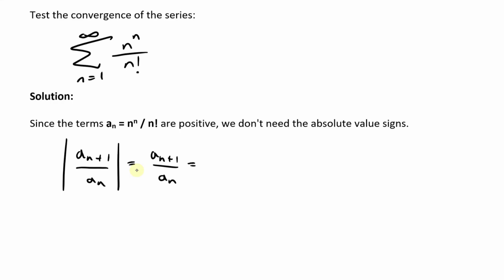Let's plug in n plus 1 there. So we're going to have n plus 1 to the power of n plus 1 over n plus 1 factorial. And now we divide this by n to the power of n divided by n factorial. Remember, the bottom part gets switched to the top. So this becomes n to the power of n at the bottom, then the n factorial goes on top, since you're dividing by a division.